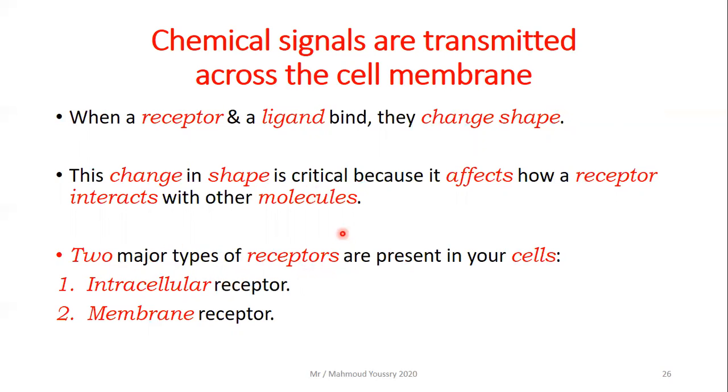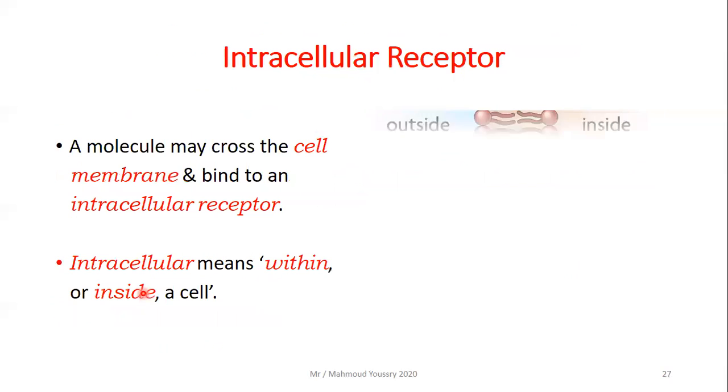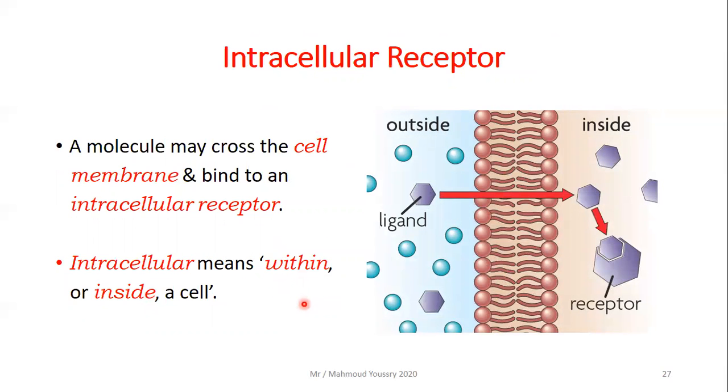Two major types of receptors are present in your cells. They are found in the cell membrane, or they are found inside our cells. One is named intracellular receptor, while the other is named membrane receptor. Intracellular means within the cell or inside the cell.